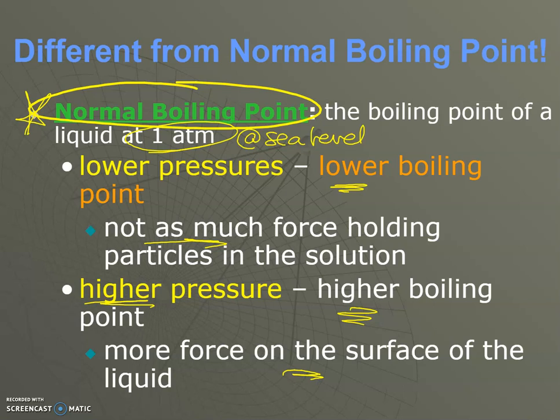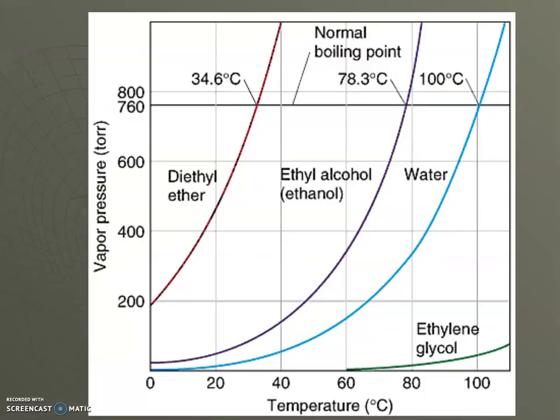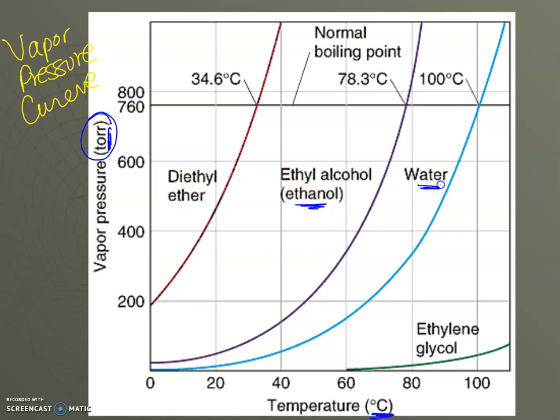All right, so this is really important to be seen on this vapor pressure curve. Okay, so a vapor pressure curve tells you the boiling point of different liquids at different pressures and temperatures. And this, again, is why we need to know all those different pressure units from the first video. Okay, so the vapor pressure is in torr. Okay, the temperature down here is in degrees Celsius. Here we have diethyl ether, ethyl alcohol, we have water, and we have ethylene glycol, which is the same thing as antifreeze.